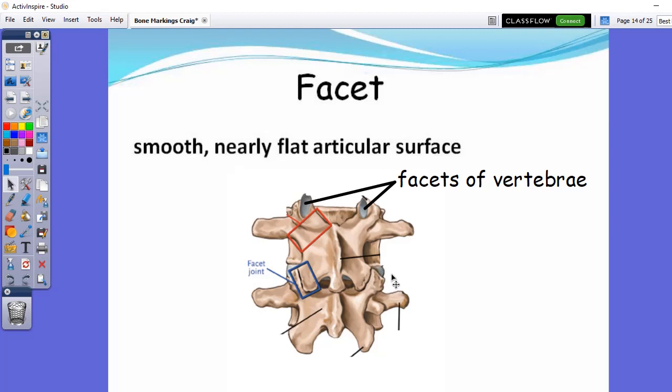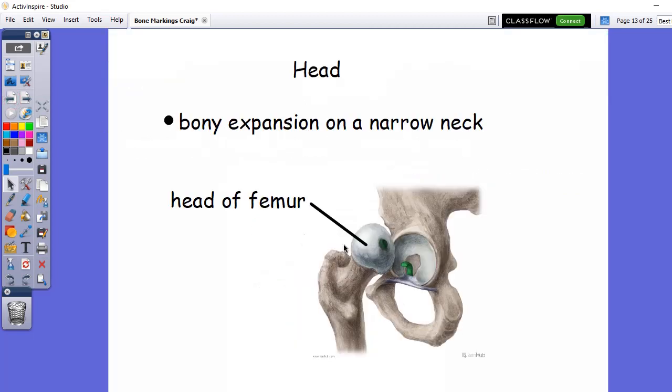Hey guys, we're going to finish the notes that we did not get through today in class. So I think the last bone marking that we talked about was a head, and I'm not sure if we did all the details or not, so I'm going to go back over that one.